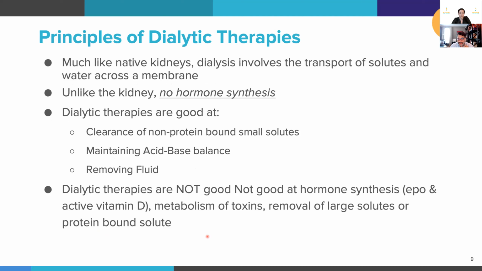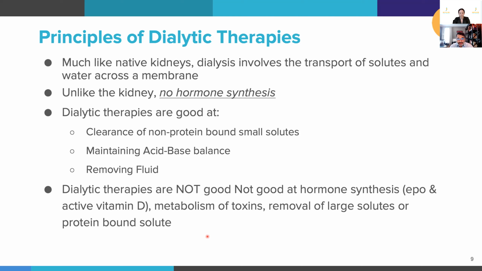So much like the native kidney, the goal of dialysis is to try to improve the transport of solutes and water across the membrane. And what that means is that just as I described with that podocyte and the kidney's filter, we're trying to recapitulate that with dialysis modalities. Unlike the kidney, we don't have the way to synthesize the same hormones the kidney does, like vitamin D, erythropoietin, which is the hormone that tells your bone marrow to make blood. So there are deficiencies in what we can do with dialysis. And that's part of the reason there are still so many medicines we still have to use for patients who are on dialysis to make up for what we can't do with our technology so far.